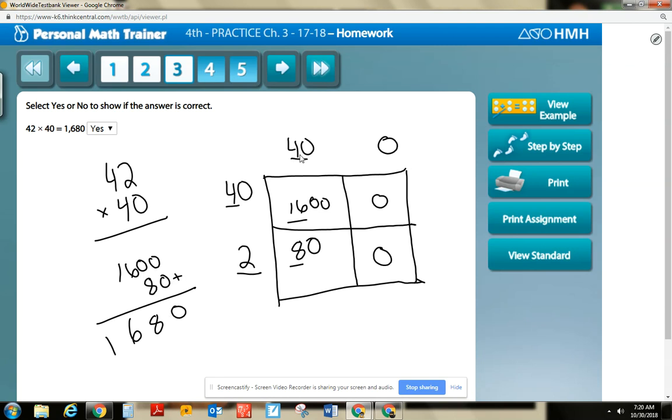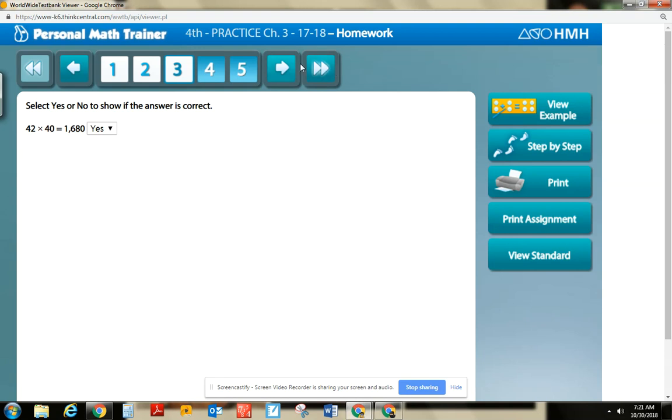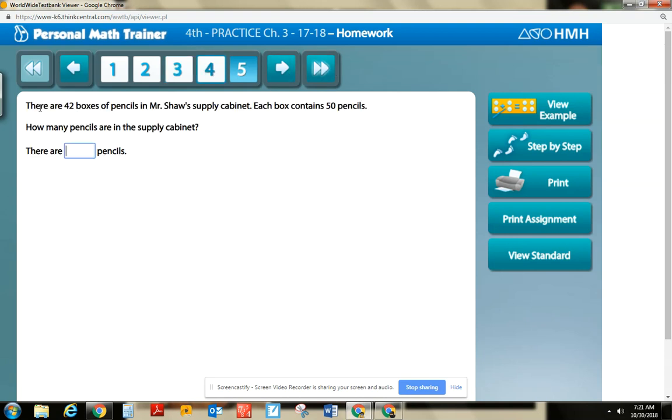A couple of things with this problem: make sure that you're paying attention to the basic facts. You need to be accurate. Use your multiplication chart. Take the extra 5 seconds. Make sure your answers are correct. All right, here we go. Let's try number 4.